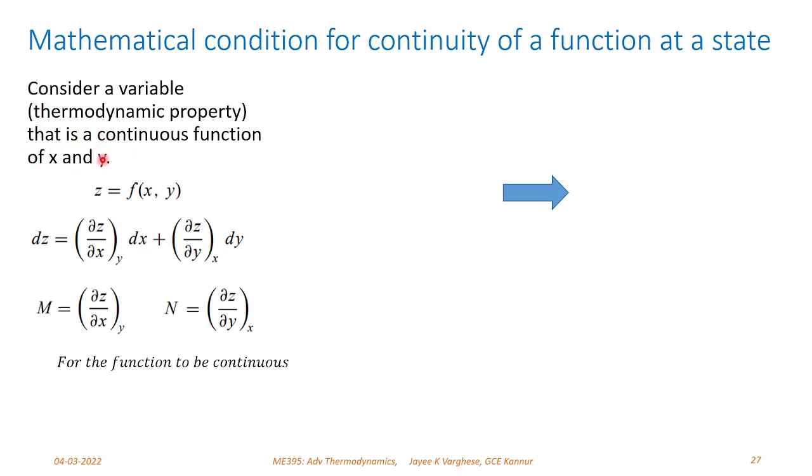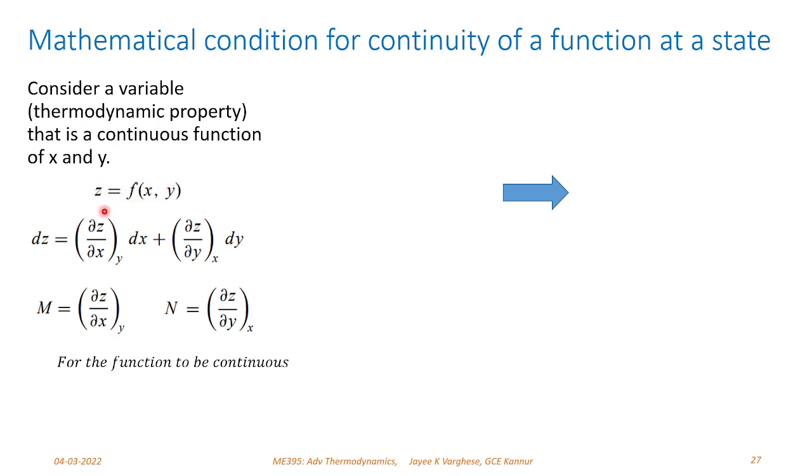Generally, mathematically, we can say any function is a property if it satisfies these continuity relations. If you are given any combination of properties, and if we can prove that it is a continuous function at some point, then it becomes a thermodynamic property. So let's assume that z is a function of x and y. z is a property, x and y are also properties, and z is going to be a function of x and y.